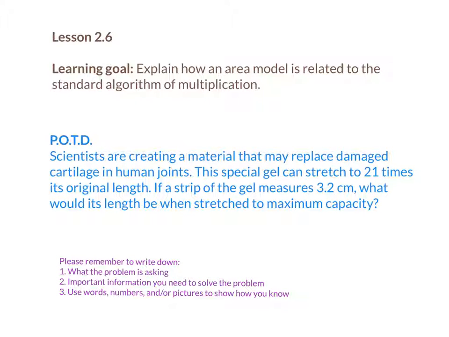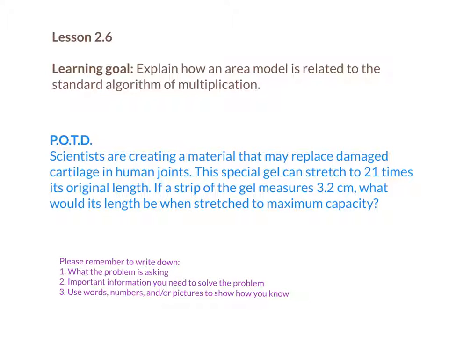Today we are doing lesson 2.6. As you know, that means module 2, lesson 6. And does our learning goal look familiar to you? Yeah. It's the same as it was yesterday. Both yesterday and today we're learning about how the area model is related, or actually, is it just related or is it actually the exact same thing as the standard algorithm of multiplication?